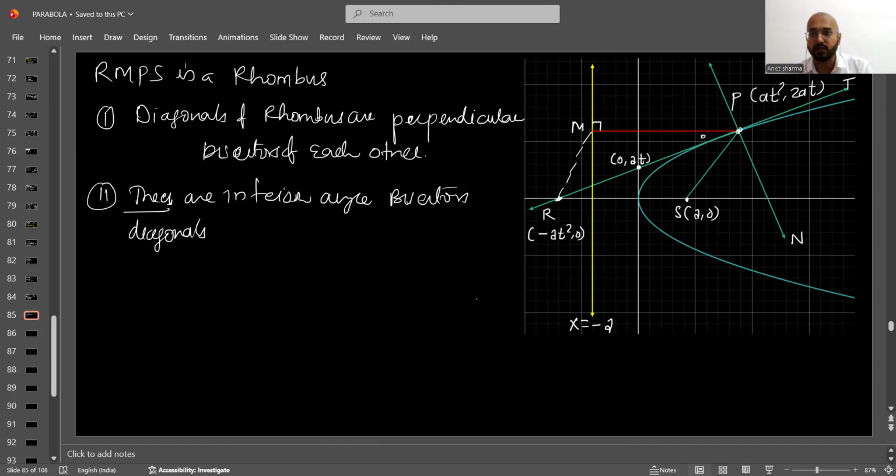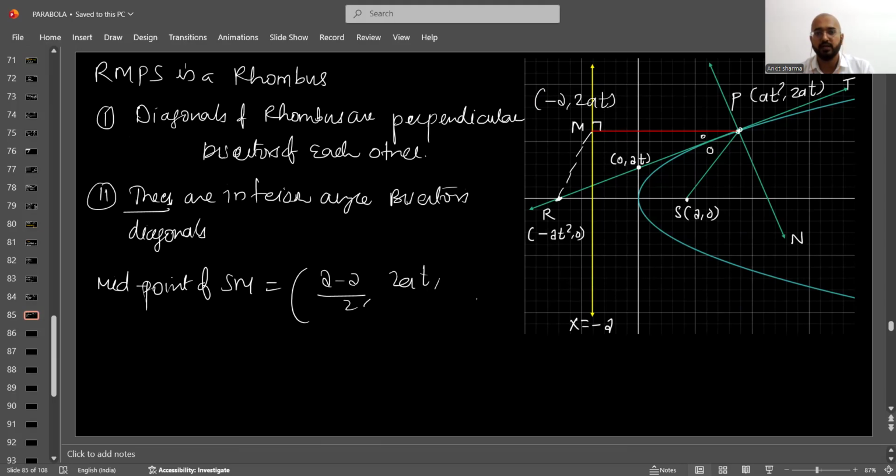So I know that this angle is now going to be bisected. And also that they are the perpendicular bisectors of each other. So we will now find the midpoint of SM. The coordinates of M we can write down: it's again minus A comma 2AT. So if I find the midpoint, then it's going to be A minus A over 2 comma 2AT plus 0 over 2. So from here I get 0 comma AT.